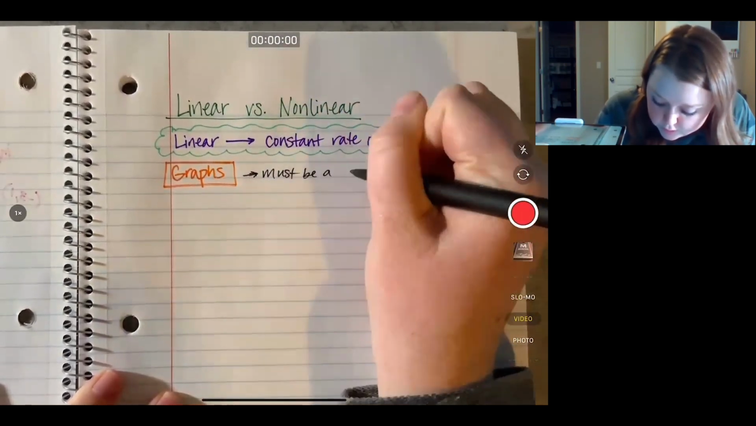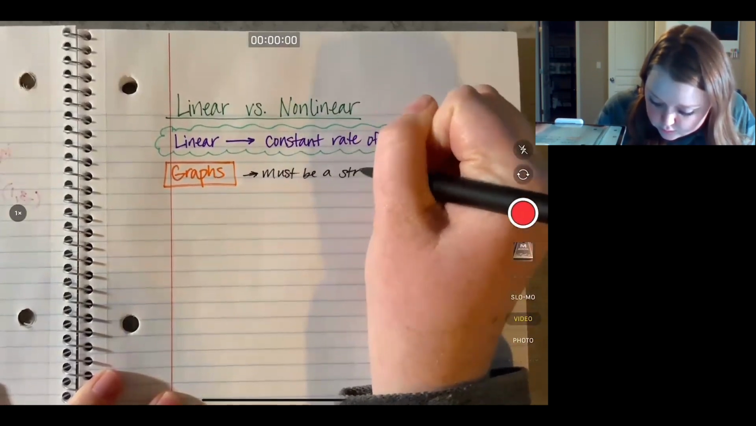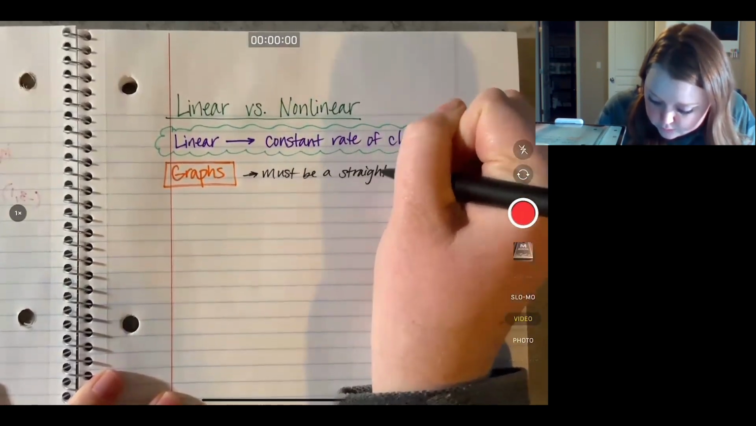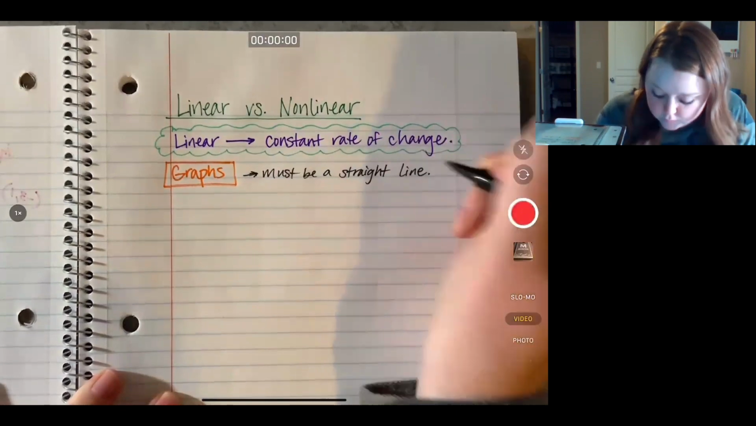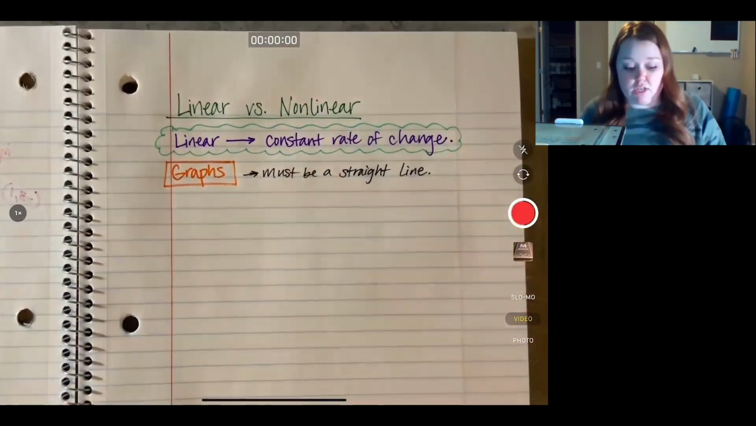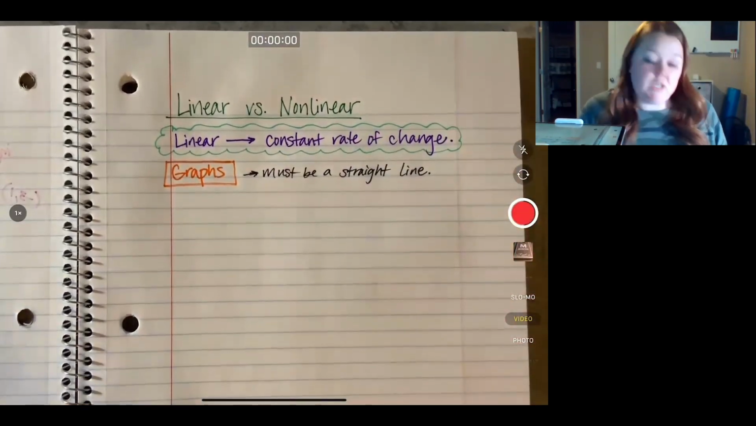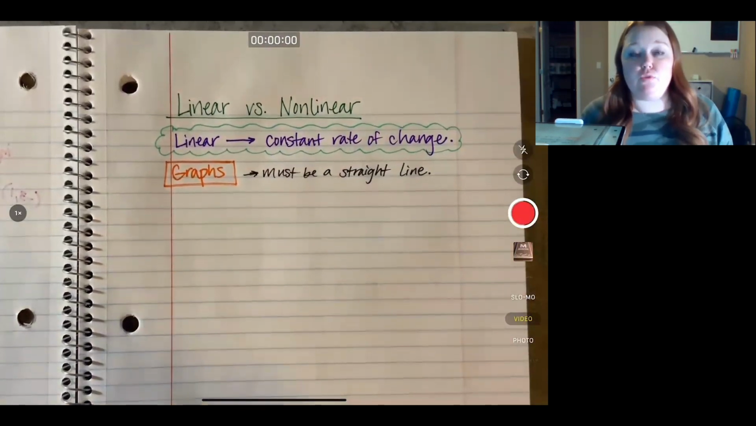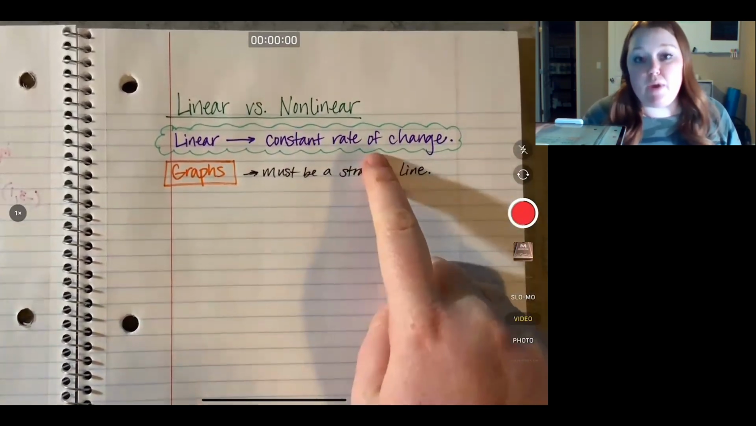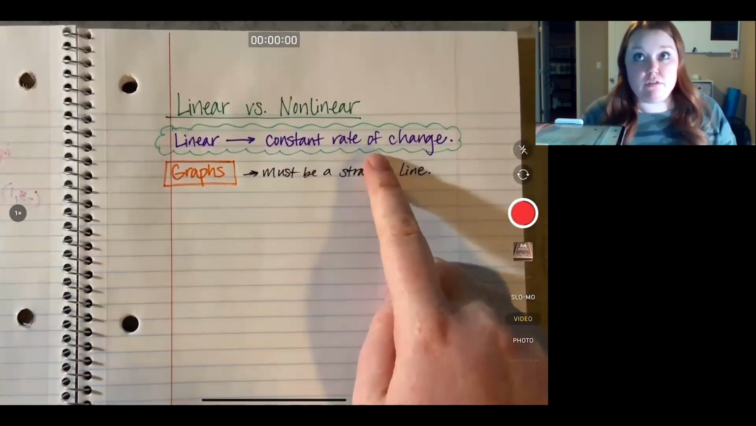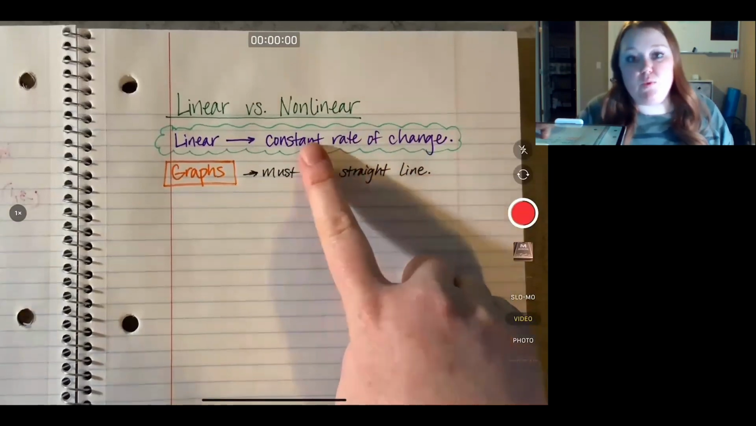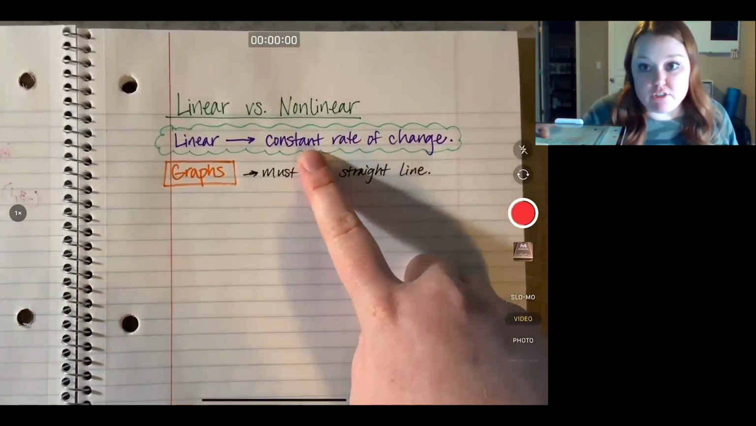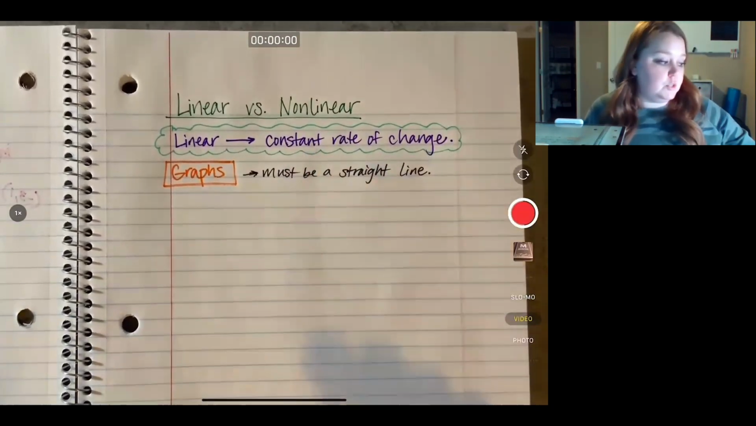So the note that you need to have to yourself is must be a straight line. Okay, it's just got to be a straight line. If it's a straight line, we can call it linear. If there's any sort of curve to it, it would be nonlinear. The reason why a curve would make it nonlinear is because of the rate that it changes. So it would not have a constant rate of change if there's a curve to it. So let me show you some examples.